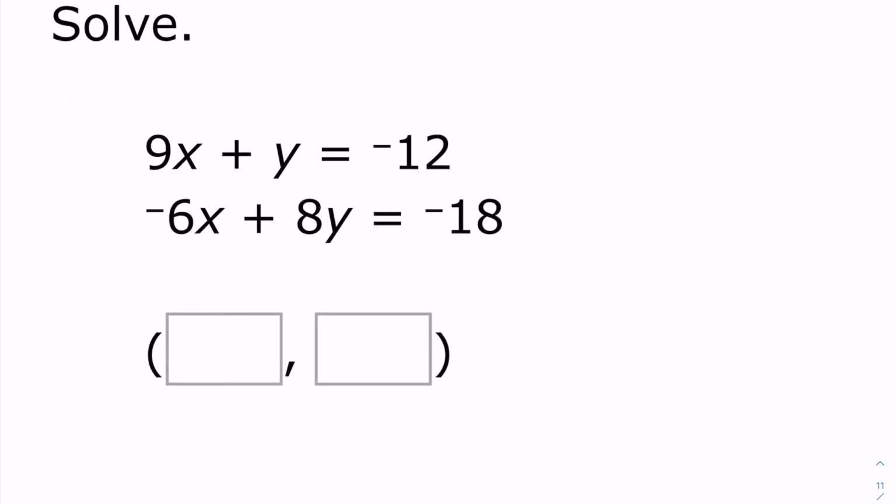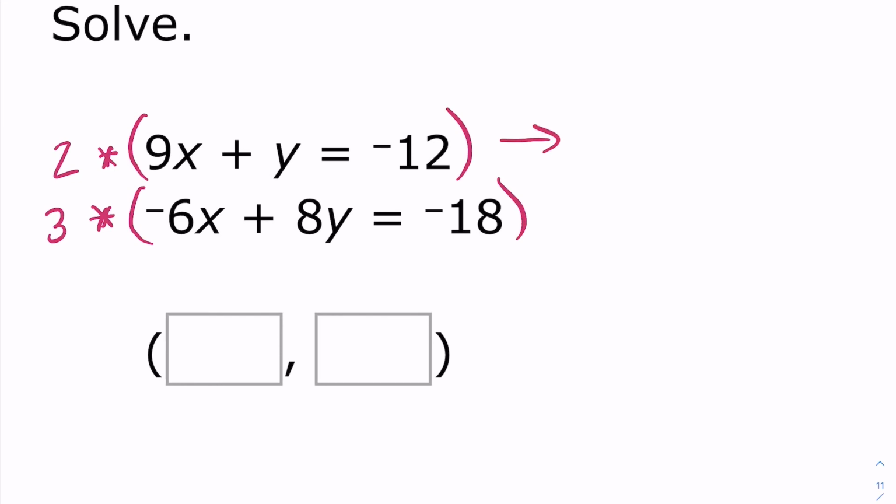It looks like the only way to make this one easiest, I'm thinking that 9 and 6, I would have to multiply this by 2 and this by 3. I could do that. You know what? Let's get crazy for this last one. Let's go all out. I'm going to multiply this line by 2. Just watch. And then I'm going to multiply this one by 3.